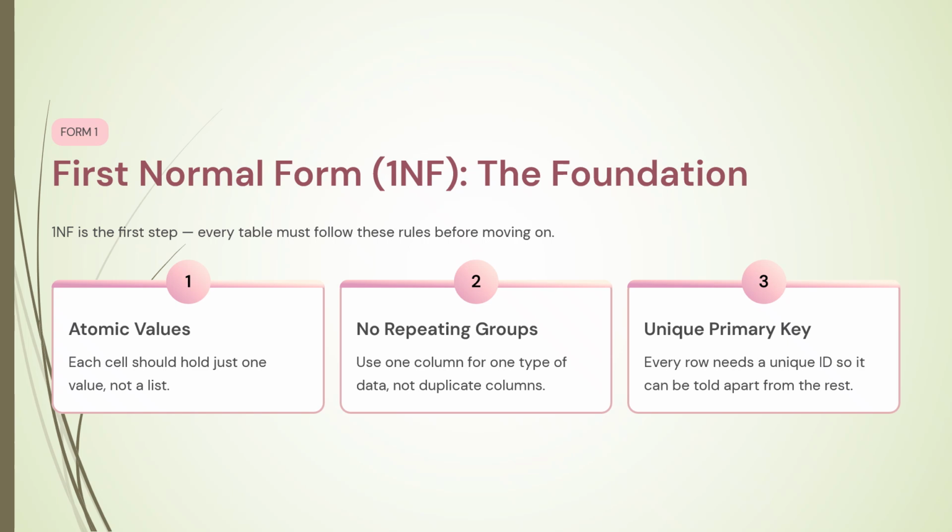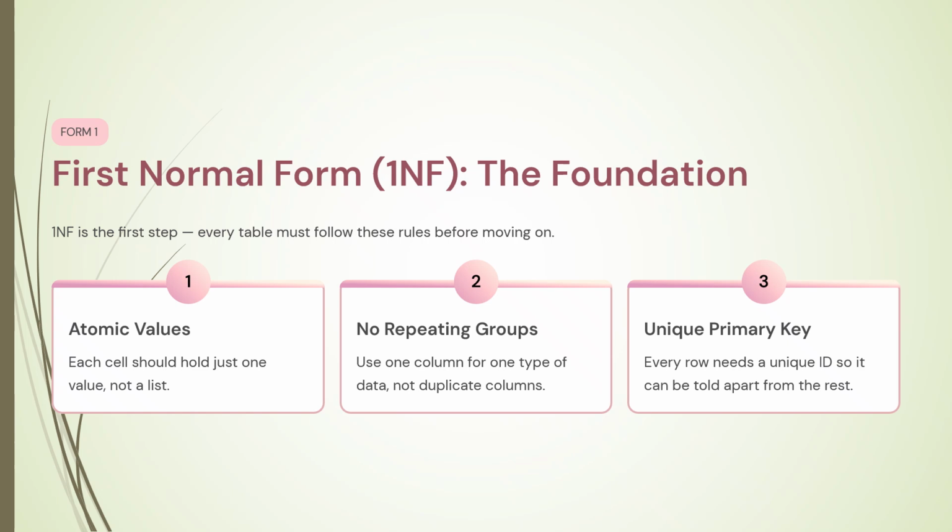To overcome this, we can replace that with two rows, with the student name repeated for both subject names. Rule 2, there should be no repeating groups. Like we must avoid columns like phone number 1, phone number 2, phone number 3. Instead, we should create separate rows for handling that. The third rule is a unique primary key. Each row must have a unique identifier. For example, student ID uniquely identifies every student.